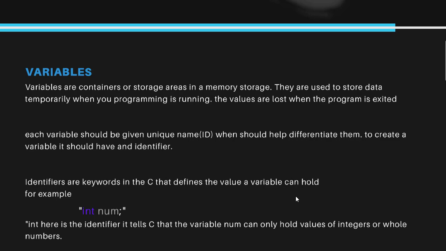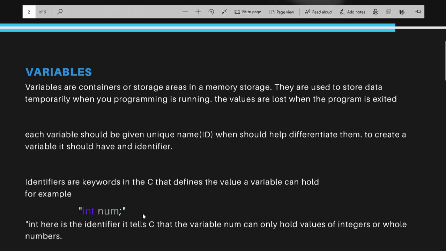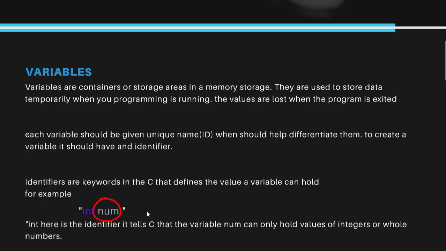So a variable is declared with an identifier. An identifier is what tells the C compiler that this is what this variable can contain. So in this example, int num, int here is the identifier, and it tells C that num here can hold integers. That's whole numbers, either positive or negative, signed or unsigned integers. So every variable that is declared should have an identifier, and the name of a variable should always be unique.